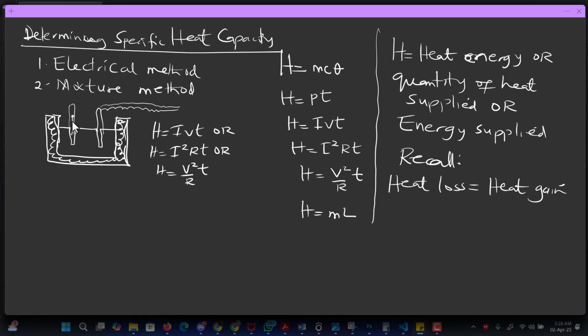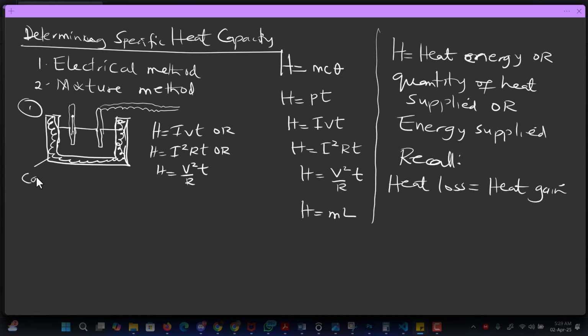Remember that the work of this thermometer is to measure the change in temperature, so we know when the temperature is going to rise. Now, since we're going for the electrical method, which is the first one, this experiment has to explain the first parameter, which is our electrical method.